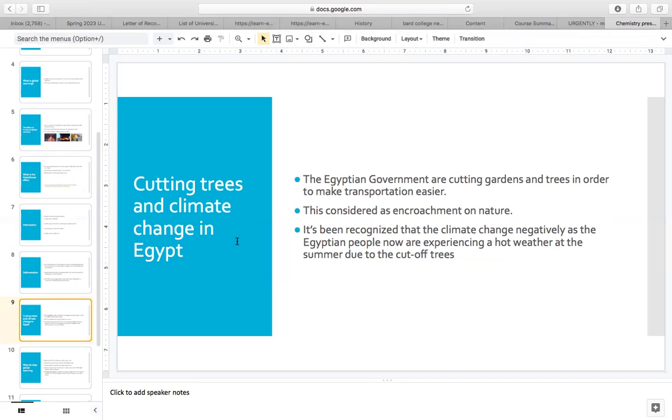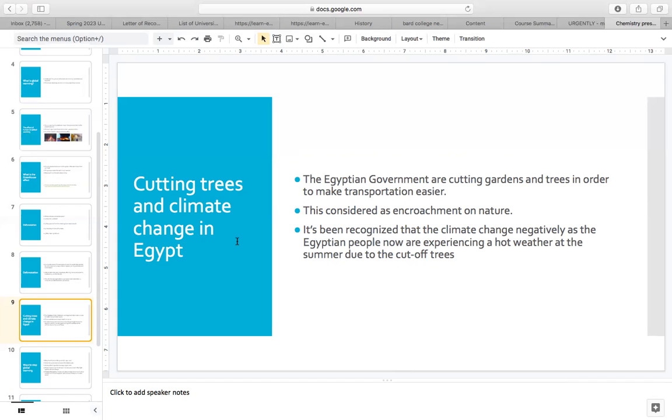The Egyptian government ordered all its institutions or the institutions responsible for the agriculture, trees, and green places to cut gardens and trees in order to make transportation easier for having new routes, building bridges, and also the percentage of people in Egypt is very high. So it's increasing at an alarming rate. So instead of having many green plants, we have many buildings. This is considered actually as an encroachment on nature.